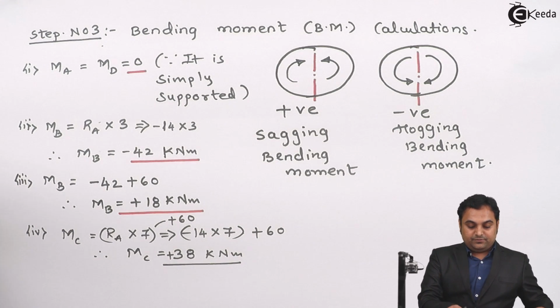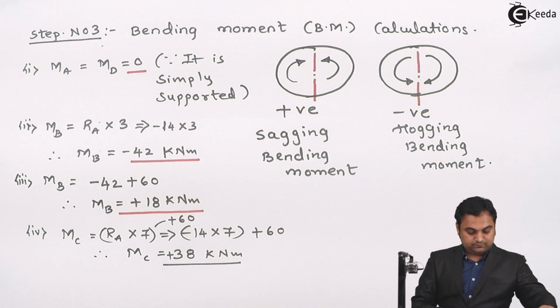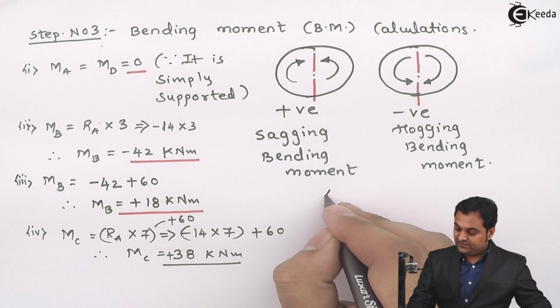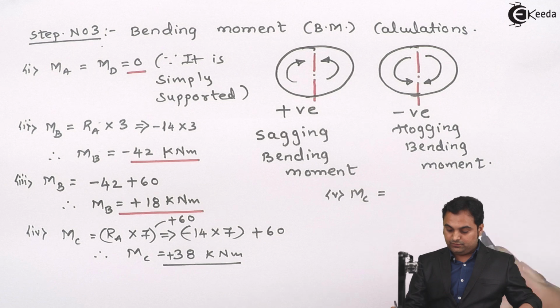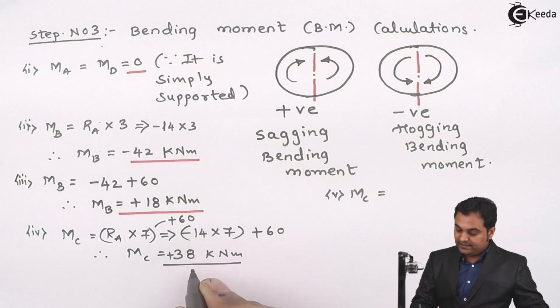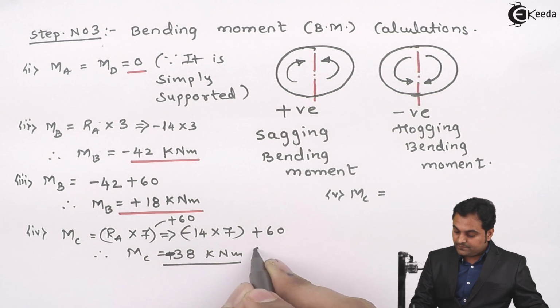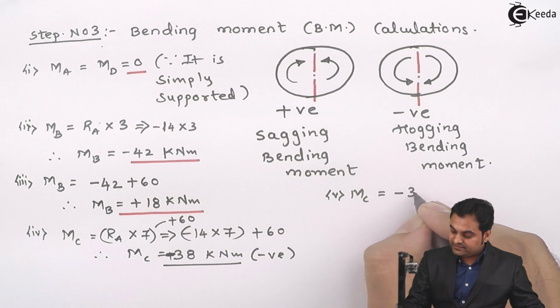Next, apart from this, we have another value at C. So moment at C will be equal to this value which I am getting. Actually this is not plus, this is negative, minus 38. This is a negative value. So moment at C will be minus 38.